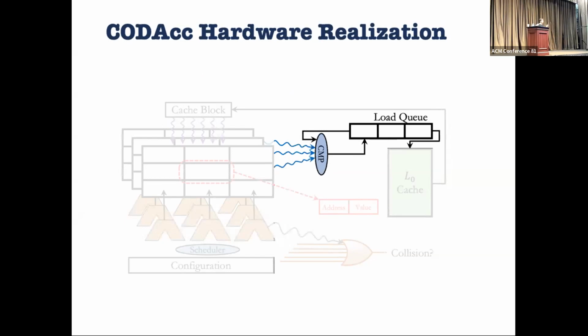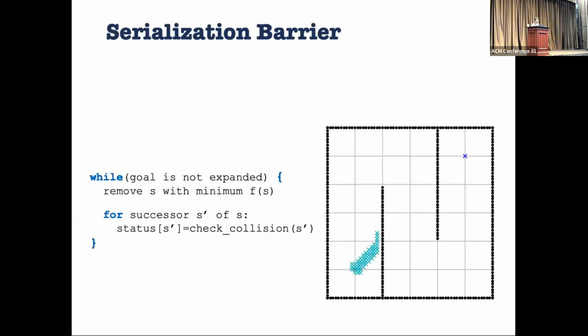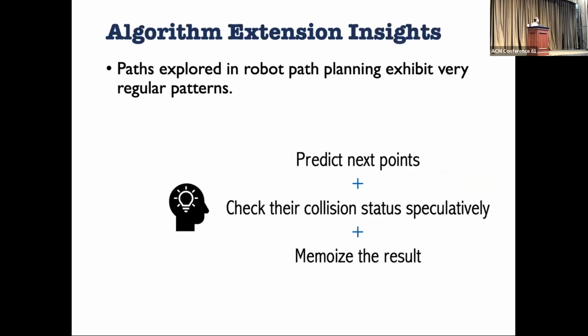This way we check all of them in parallel, and as a result, we massively parallelize the collision detection process. The serialization is attacked by RACOD by extending the algorithm. The problem is we don't know which node will be expanded next. So the key idea is that instead of actually trying to discover that node, predict it.